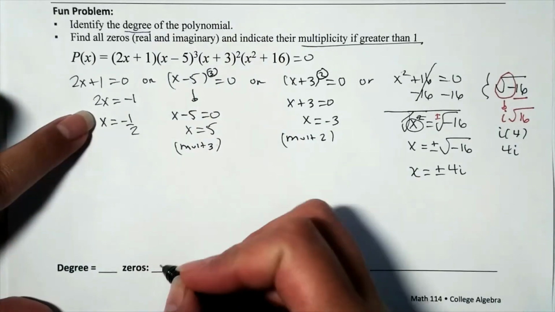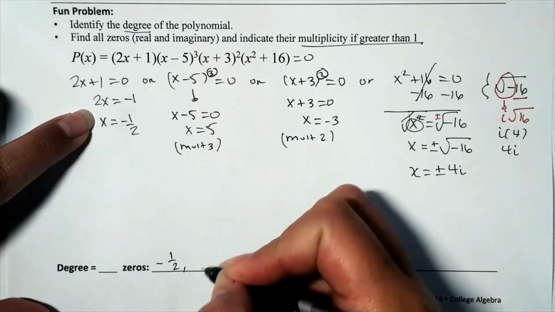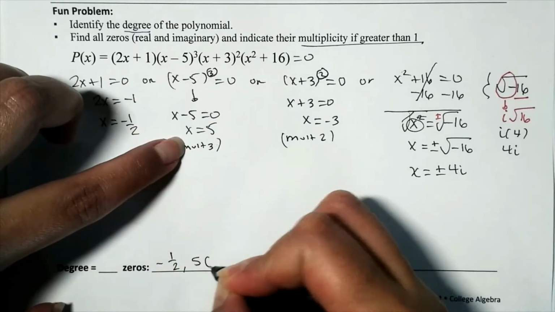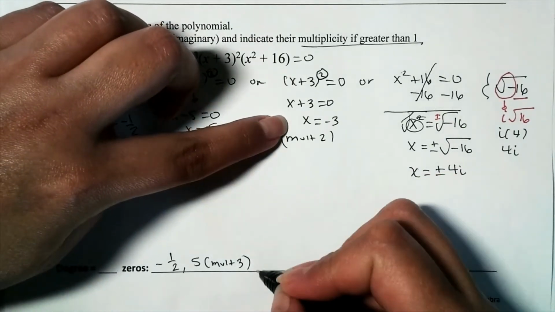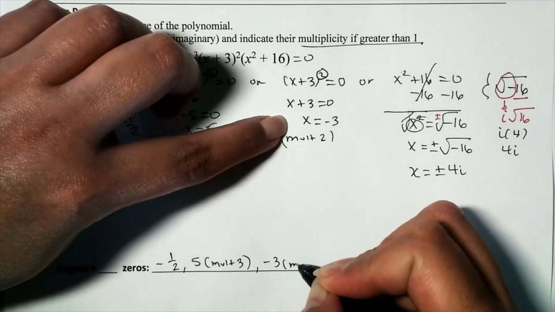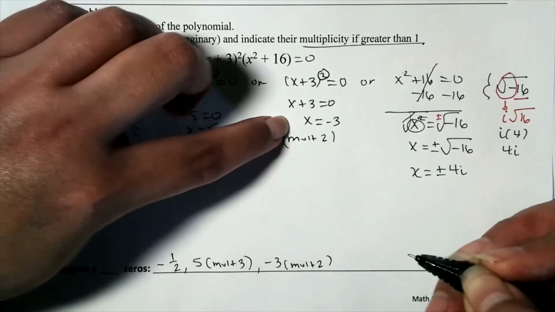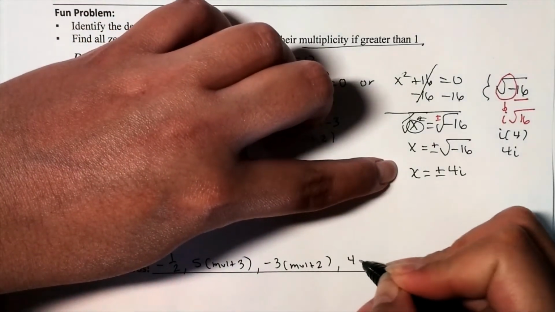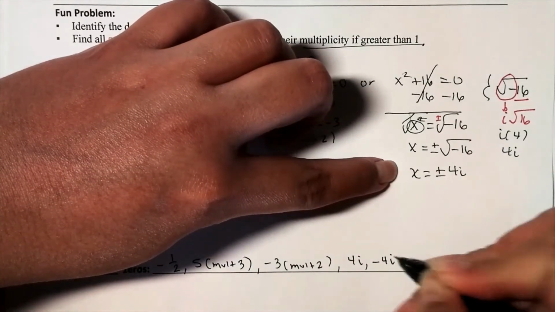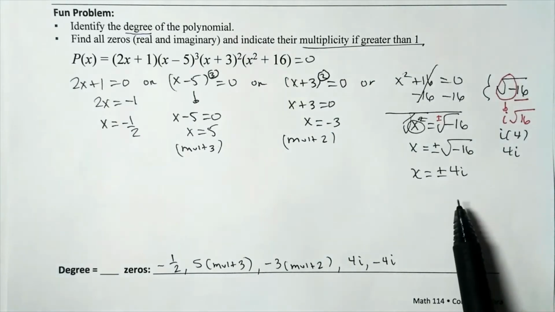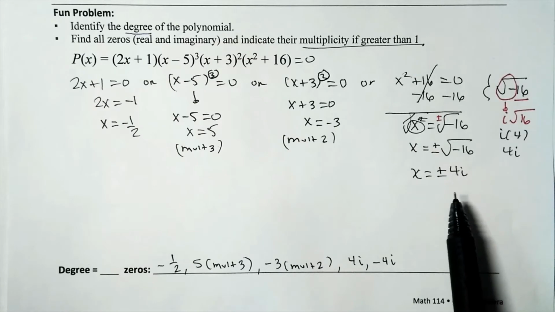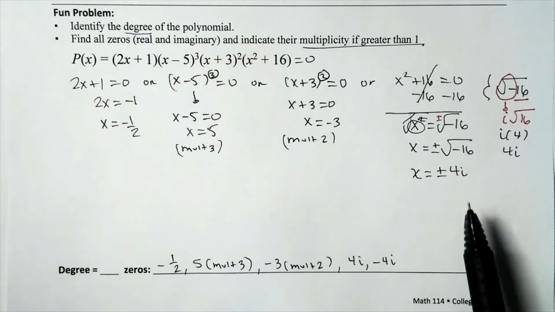So one 0 is -1/2. Another 0 is 5 with the multiplicity of 3 because it appears or recycles 3 times. Another one is -3 with the multiplicity of 2. And then another one is positive 4i, and then -4i. So remember, we always submit our answers without the plus or minus notation because we need to make sure that we understand that this represents 2 distinct solutions. Textbooks usually, from what I've seen, always write it with the plus or minus because they want to save on ink. That's my theory. Cool.